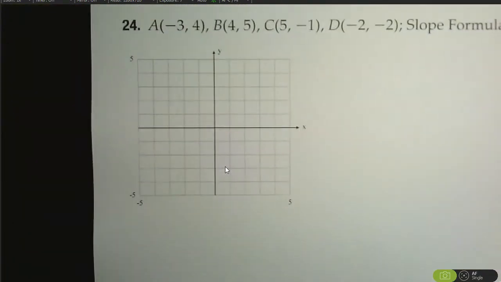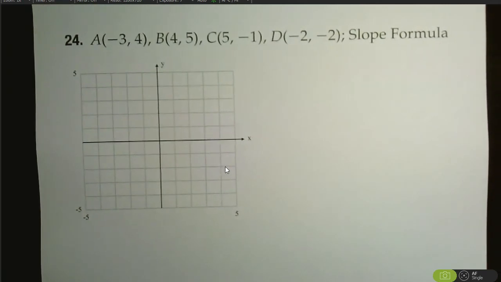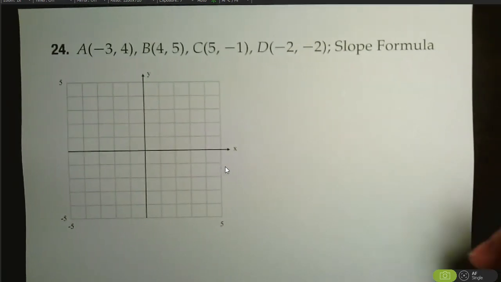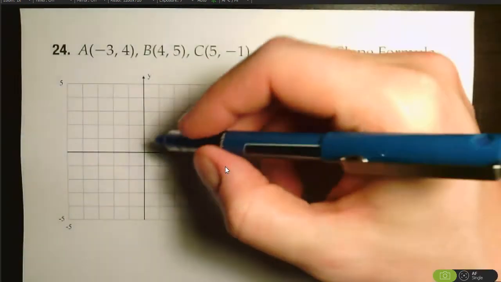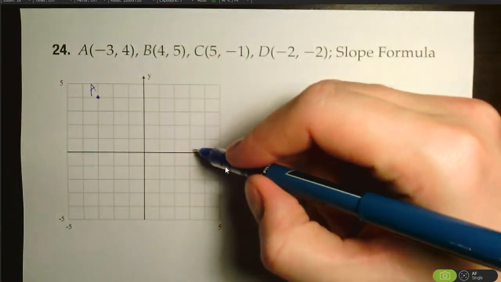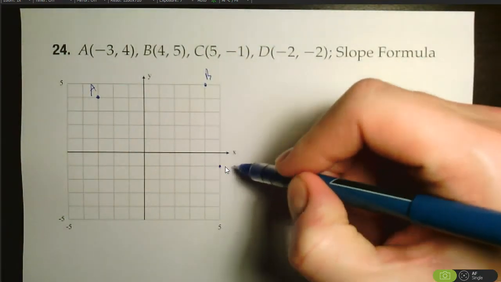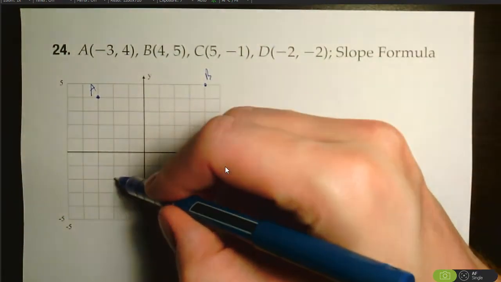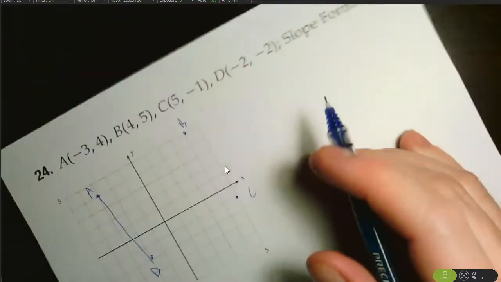Now, the last problem I want to look at is number 24 from the homework. This is one that a lot of times people get stuck with. First of all, plot it out. So I gave myself some graph paper here. So A is at -3, 4. B is at 4, 5. C is at 5, -1. And D is at -2, -2. Doesn't have to be a beautiful sketch, although graph paper does help tremendously.